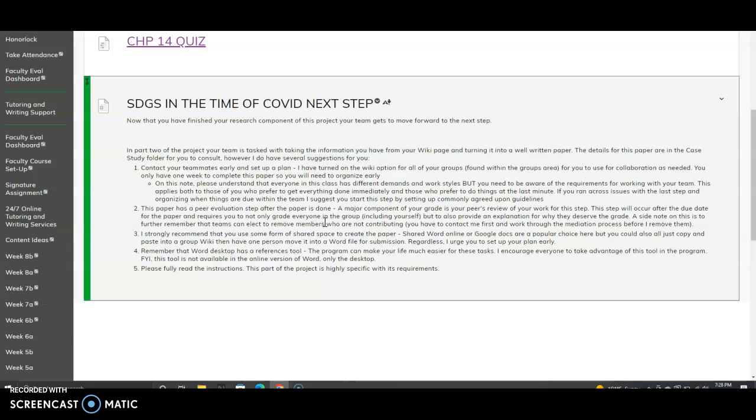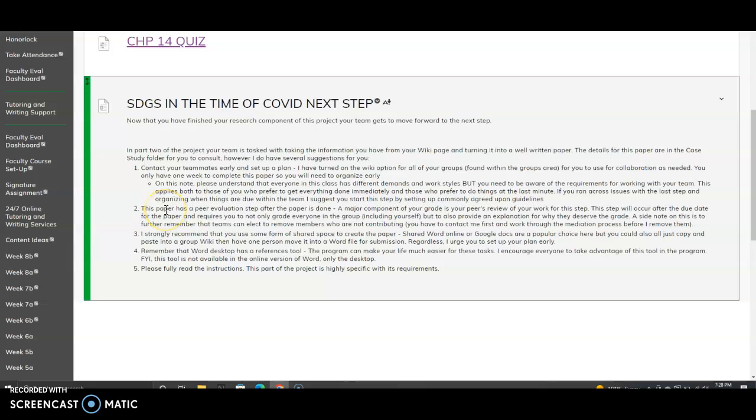And again, these 3 steps of the signature assignment are worth a very large part of your grade. The whole signature assignment is 30% of your grade. So if you don't complete part of those steps, your grade will be largely impacted.